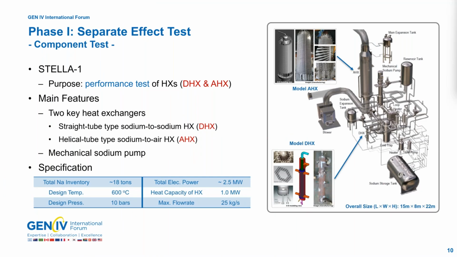As I told you before, Stella 1 is to test the heat exchangers, and they are DHX and AHX. DHX is a straight tube type sodium to sodium heat exchanger located inside the sodium pool. On the other hand, AHX is a helical tube type sodium to air heat exchanger. These 2 components are the key for safe decay heat removal. So using almost 18 tons of sodium and about 2.5 megawatt power, these 2 components were tested.